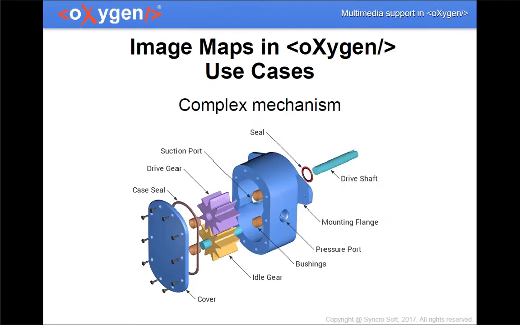We have thought about just a few use cases. As I said earlier, you can use image maps for drawing areas over a complex mechanism, such as this gear pump that we also have in our samples project. And then in the final result, let's say with the WebHelp output, you can click on specific parts of the gear pump and you can access information about what it does, how it works, what problems are usually found with that part.